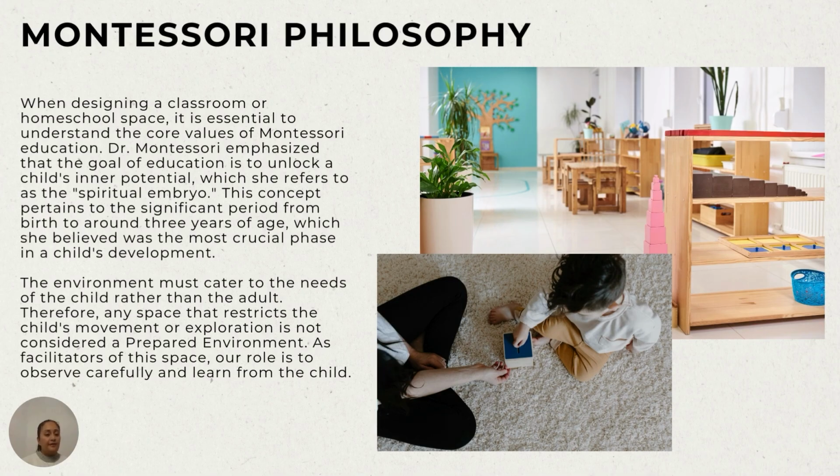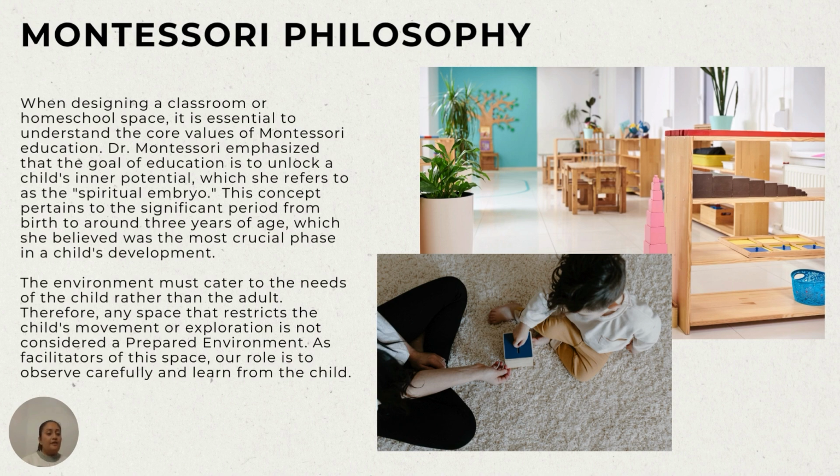Before we can dive into creating a prepared environment, let's learn what Dr. Montessori said about this plane of development. For 0 to 3, Dr. Montessori calls this a very crucial phase in a child development. It is also referred as a spiritual embryo. Therefore, it's very important that when we are creating an environment, we understand that environment should cater to the needs of the child that is in front of us.